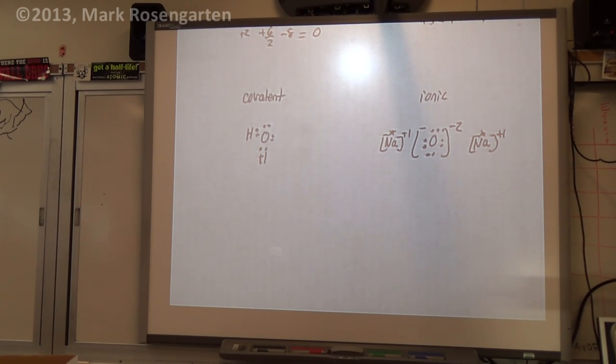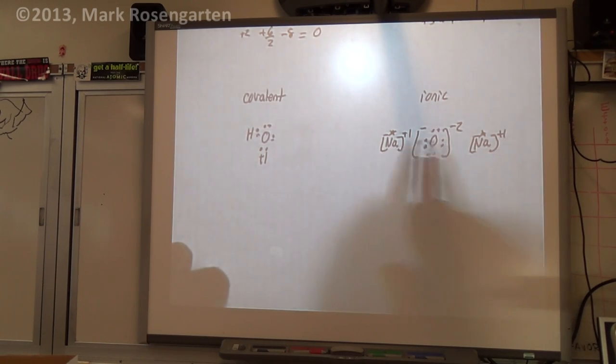Does it matter if you put it NaO, Na, or can you put it like Na, NaO? Why do we put the Na here and not next to each other? Right, this Na is positive, this Na is positive, they're going to repel each other, but they're both attracted to the negative oxygen. Opposites attract. Yes, ma'am?